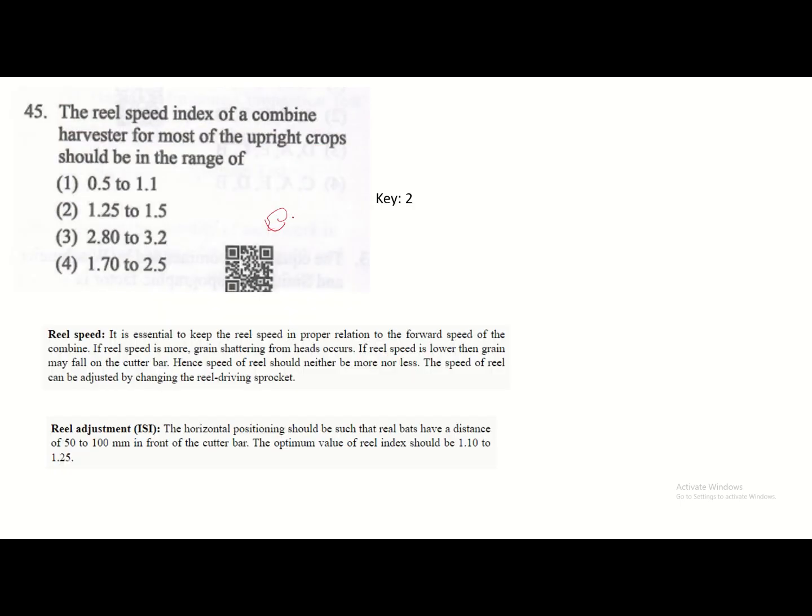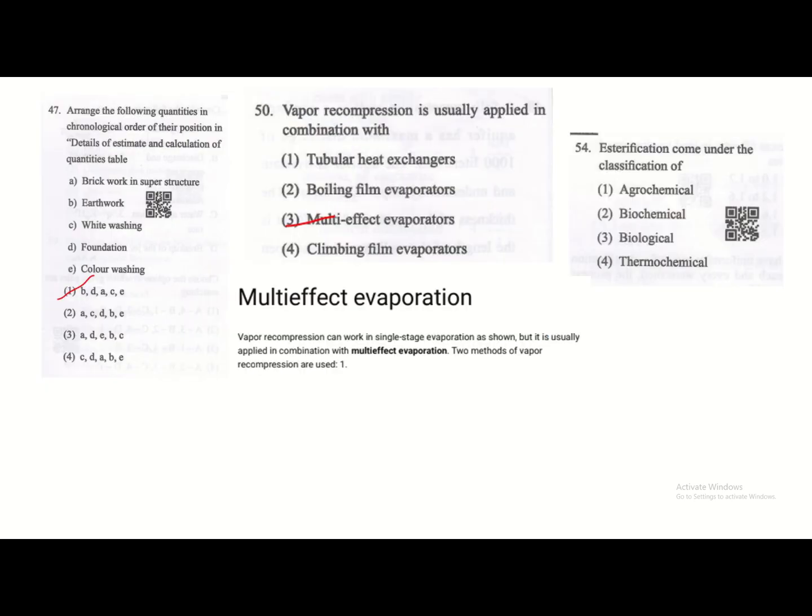Now this is also an every-time expected question. This is the expected question in the combine harvester. What is the reel adjustment definition? Maybe sometimes they will ask other reel speed. Here they simply ask the range of this. So the answer is 2.